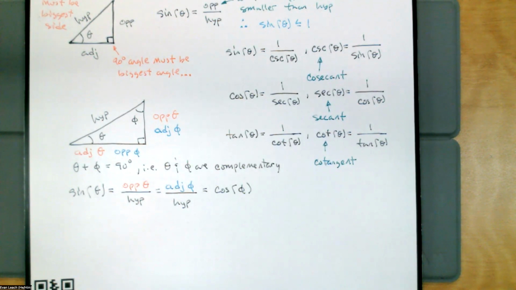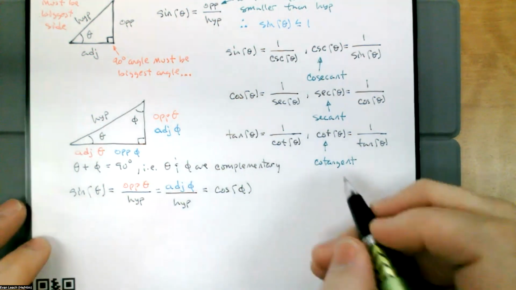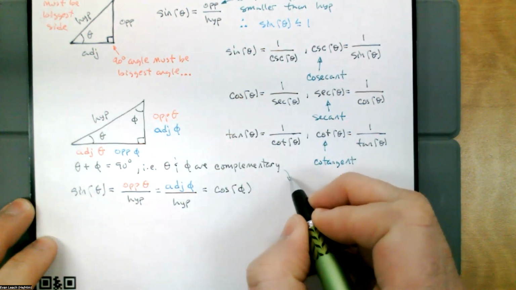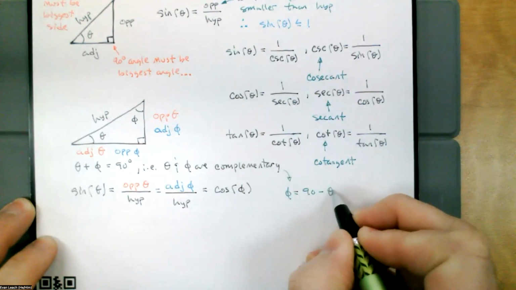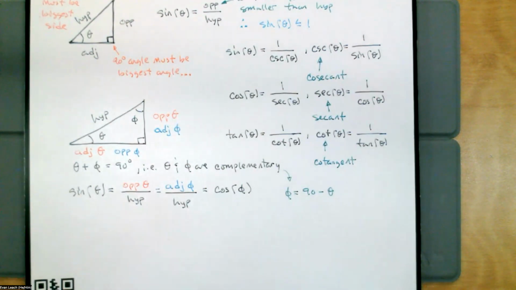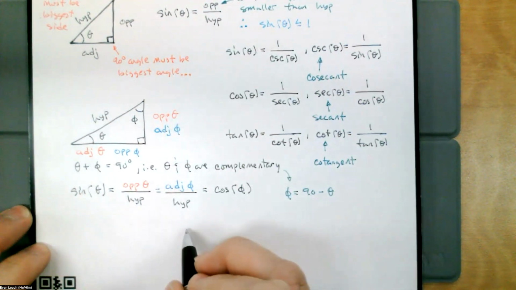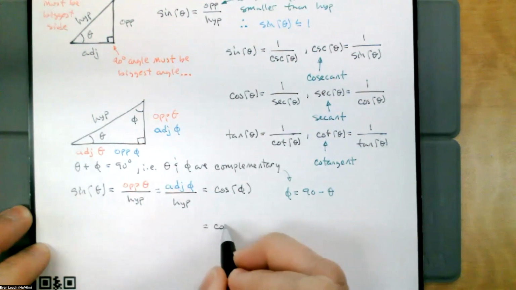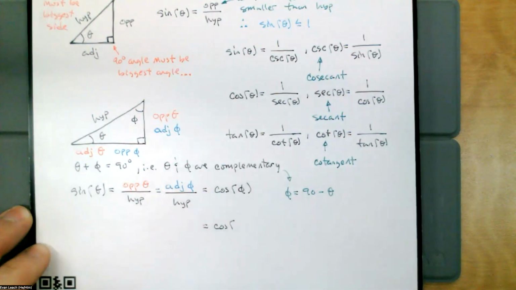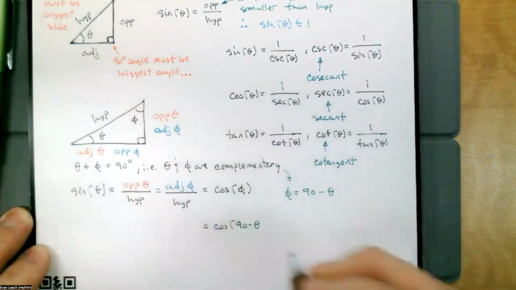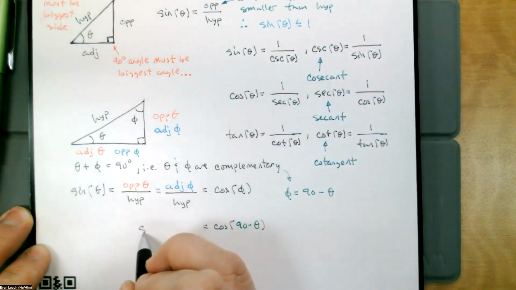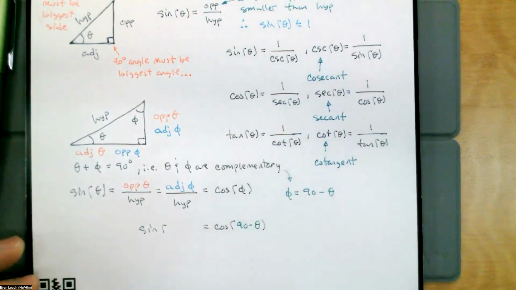The sine of theta is the cosine of phi. Now, theta and phi are related. Theta plus phi is equal to 90 degrees. So that means phi is 90 minus theta. So now if I put this into the cosine, I can see that cosine of 90 minus theta is equal to the sine of just theta.